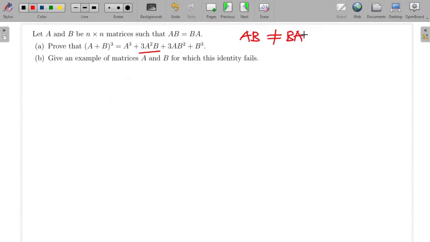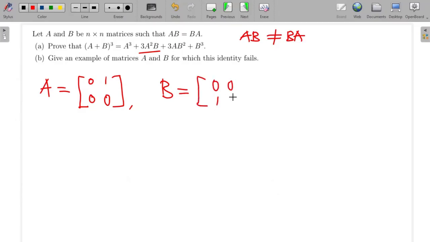So I'm just going to look for two simple matrices such that if I get the product of AB and BA, they're not going to be commutative, then it will fail. Okay, so let A be equal to, as long as it will fail, [0, 0; 1, 0], and then let my B be equal to [0, 1; 0, 0], like that.